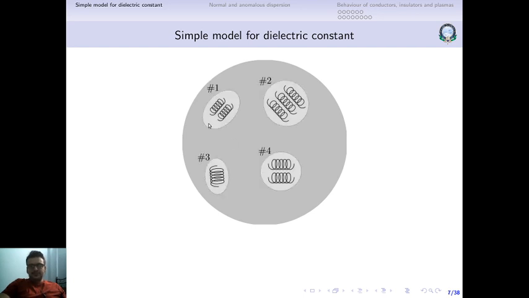We group these two electrons together and call it group number 1. This is group number 2, this is group number 3, and this is group number 4. Group 1 has 2 electrons, group 2 has 3 electrons, group 3 has 1 electron, and group 4 has 2 electrons. What is common between the electrons in a group? The frequency and the damping constant. All the electrons in group 1 have a characteristic oscillating frequency of omega 1 and a damping constant of gamma 1. All three in group 2 have the same characteristic frequency omega 2 and damping constant gamma 2.